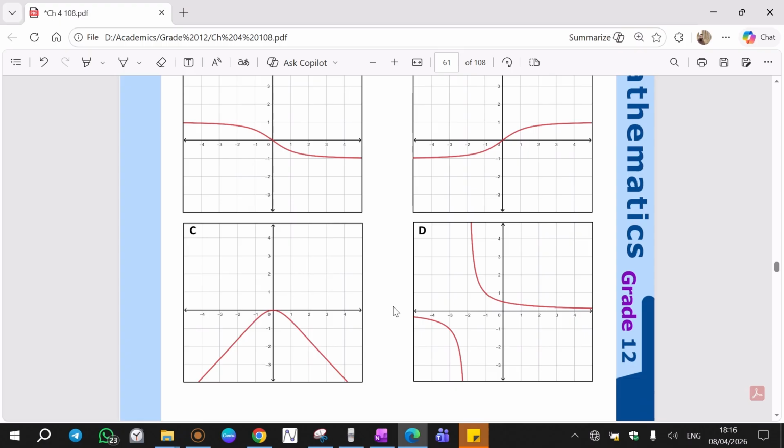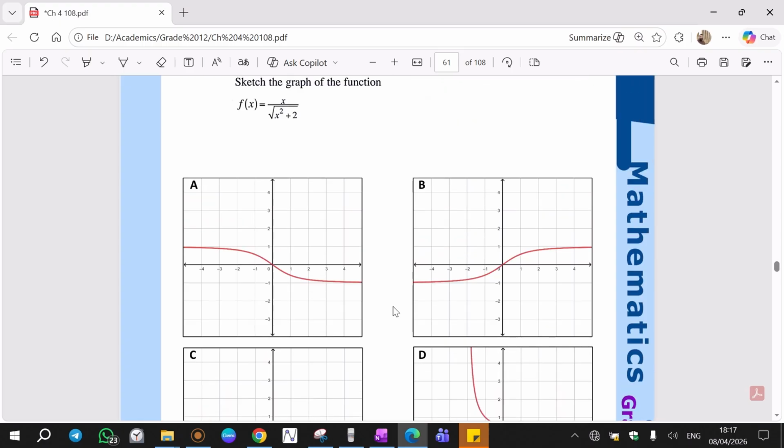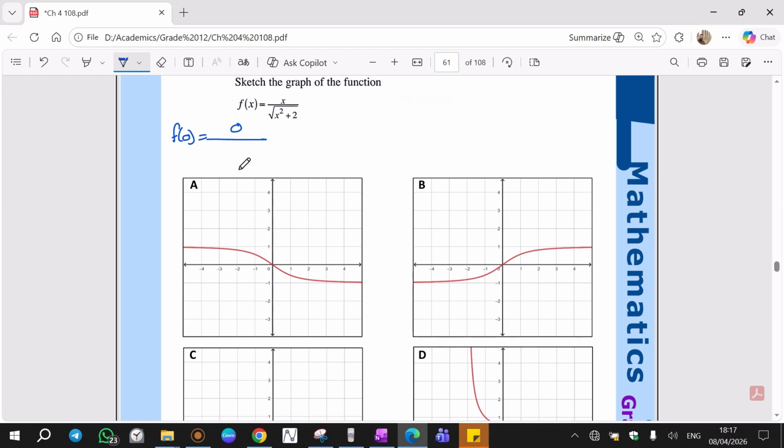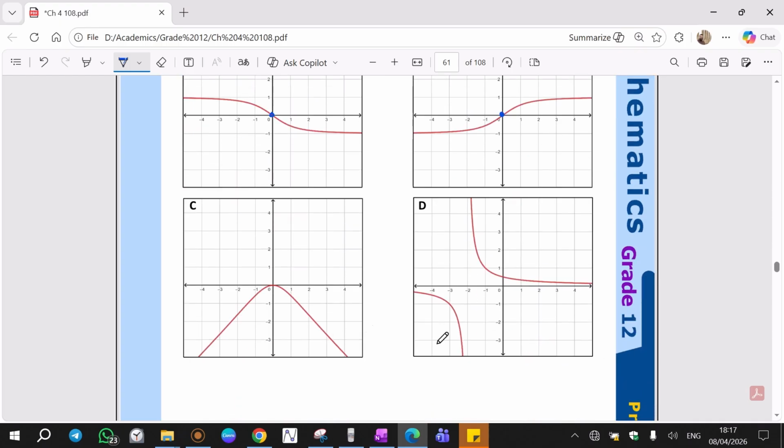Another example, again I have a function and 4 different graphs to match. Alright, I begin with f of 0 because 0 is very easy to calculate. F of 0 will be 0 divided by 0 plus 2. That is 0. So when x is 0, y is 0 as well. Point 0, 0 is on graph of A. It is on graph of B. It is on graph of C. So 0, 0 is not a very good point that I can make the final decision with, but it helps. Remove D. D is not on the point 0, 0, so option D is out.